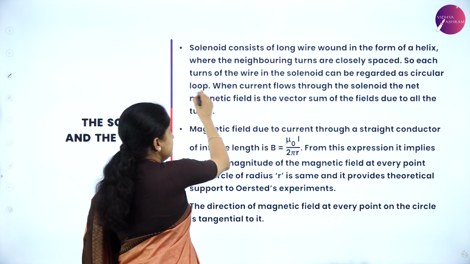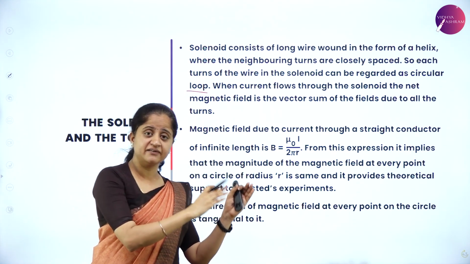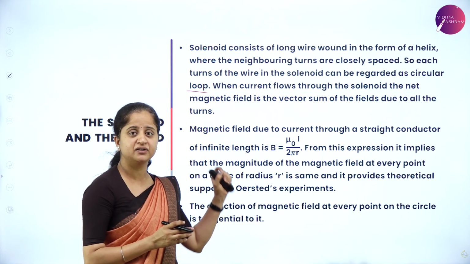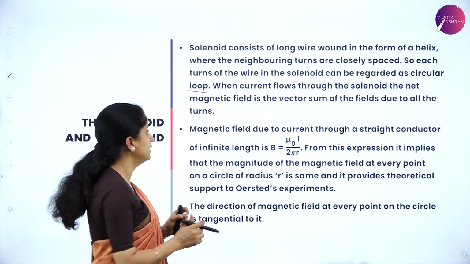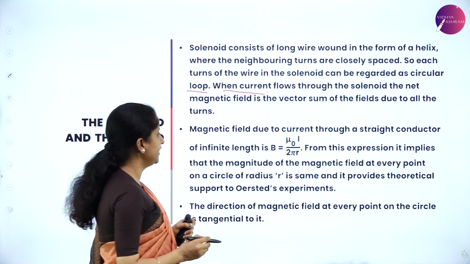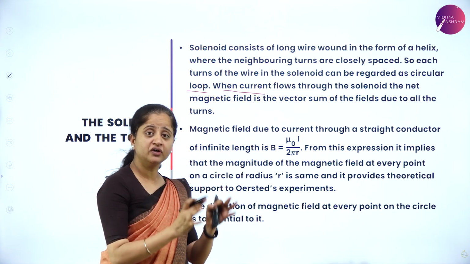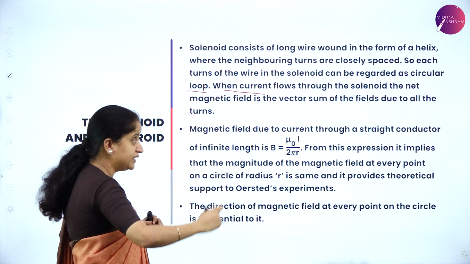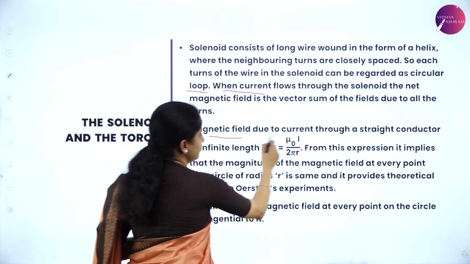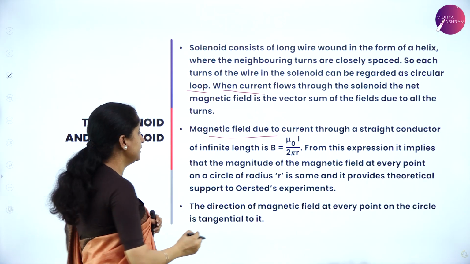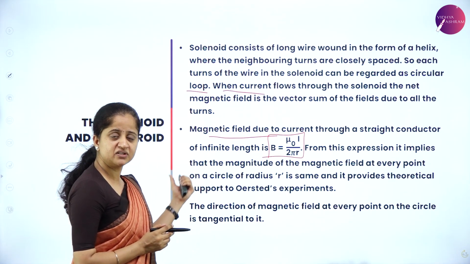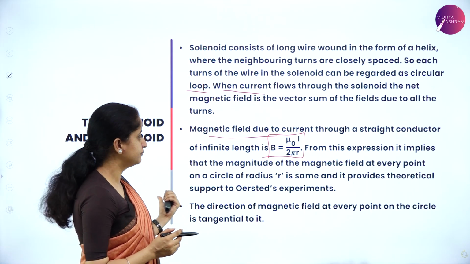Since it is a circular loop, we have already studied what the magnetic field around a circular loop is, so we can just apply those concepts to each and every turn. So when current flows through the solenoid, the net magnetic field or the total magnetic field is nothing but the vector sum of magnetic fields due to each turn. The magnetic field due to current through a straight conductor of infinite length is given by mu naught into I divided by 2 pi r, which we just derived in the previous slide.